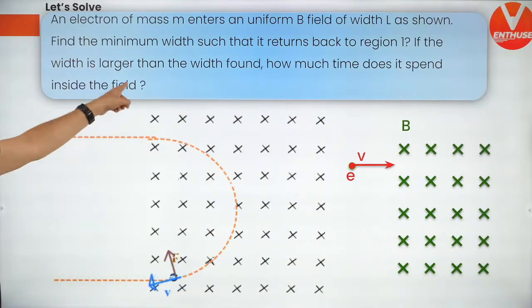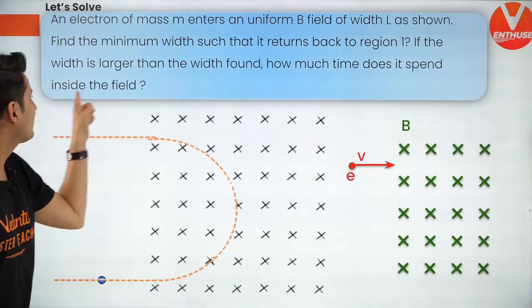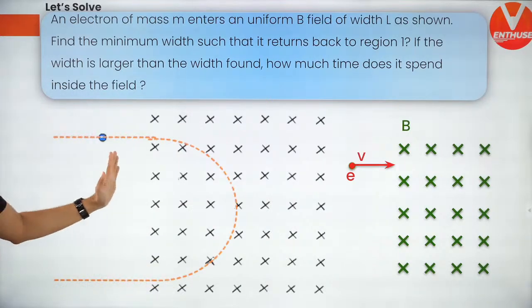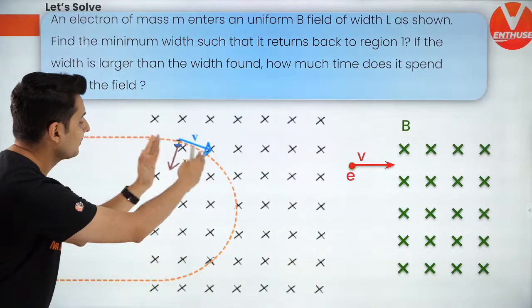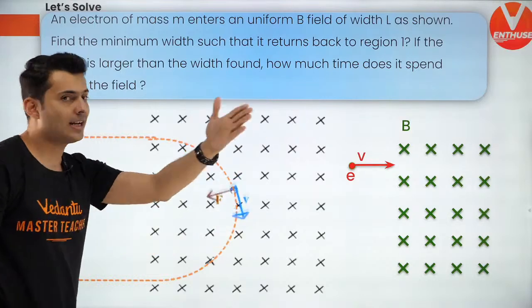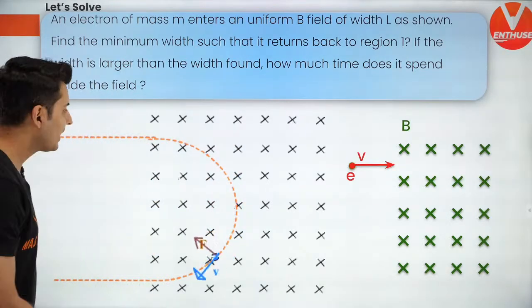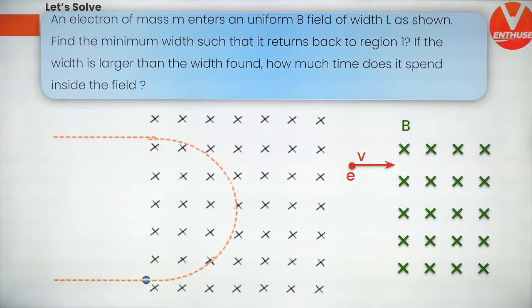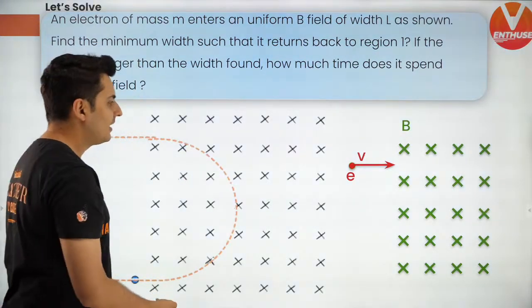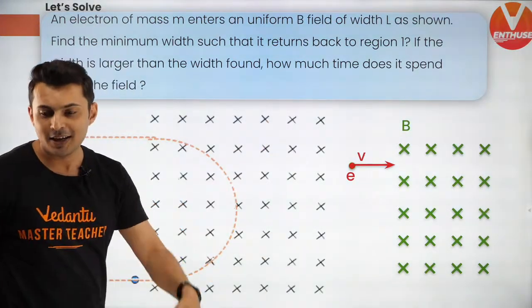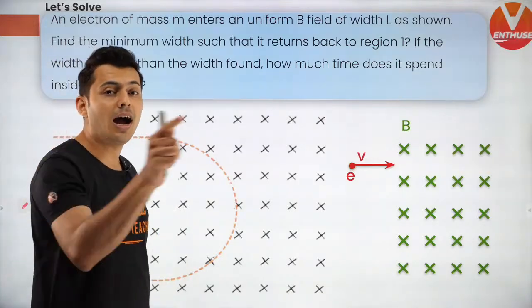Now, the question is, how much time does it spend inside the field, assuming the width is larger than that radius? Can you give me the answer in the chat box now? Is it spending one complete time period? No, right? It's spending only half the time.